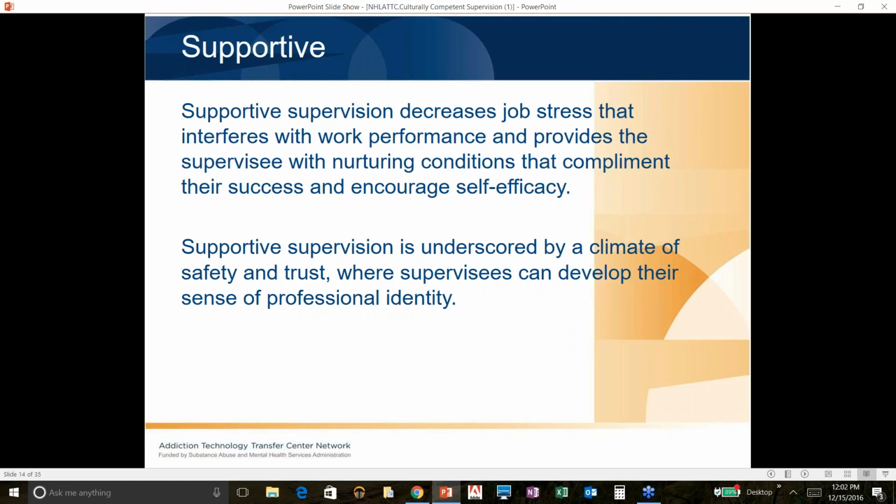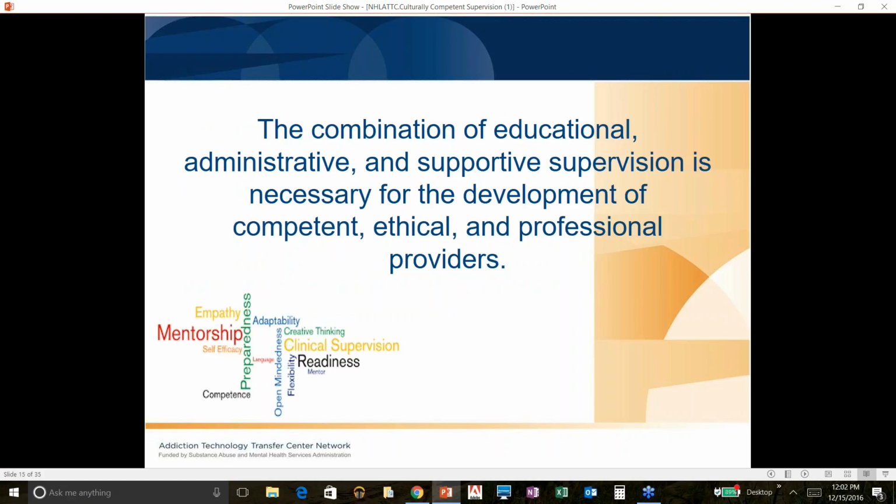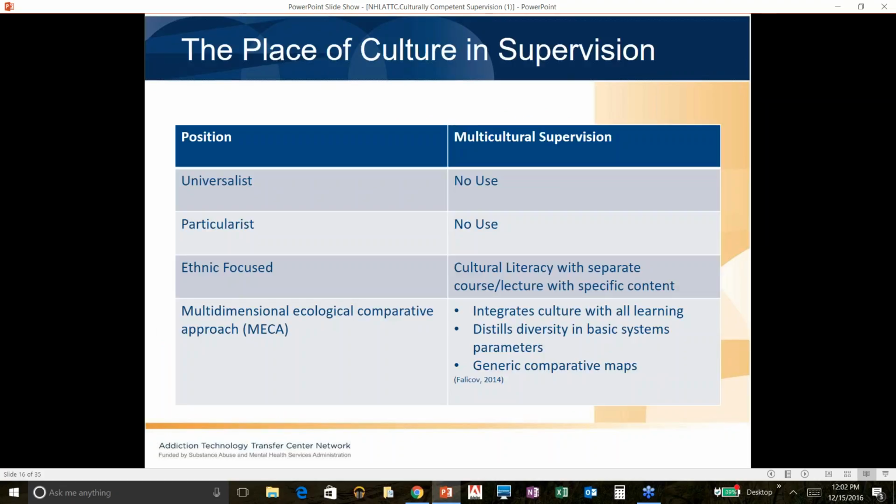As you think about supervision, I don't want this to be limited to just two people one-on-one, which is often how we think of supervision, but also how we give our best when we get those questions from our colleagues as to how best to serve Hispanic and Latino populations and other cultures as well. So the combination of this framework is necessary for the development of competent, ethical, and professional providers. And if you remember our definition of supervision at the beginning, this aligns pretty well with that.